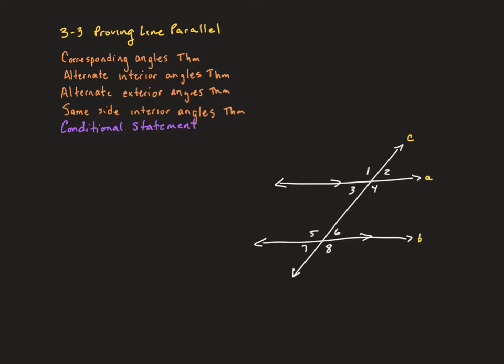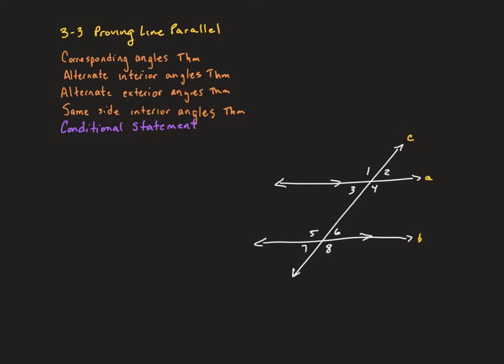As we continue working with parallel lines in 3-3, well, I say it's 3-3, but we're proving lines parallel, we want to go back and make sure that we are comfortable with our relationships that we just reviewed. When we're talking about parallel lines cut by a transversal, we have these definitions of corresponding angles, alternate interior angles, alternate exterior angles, and then same side interior angles.